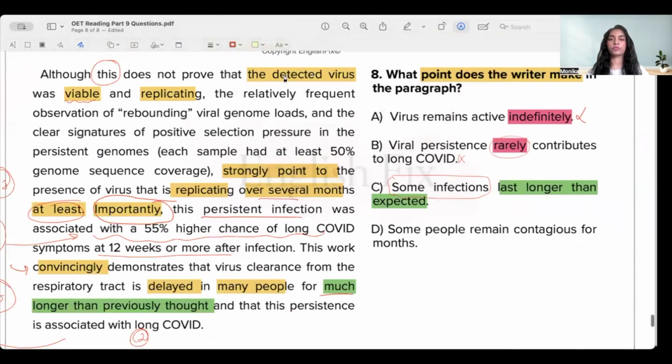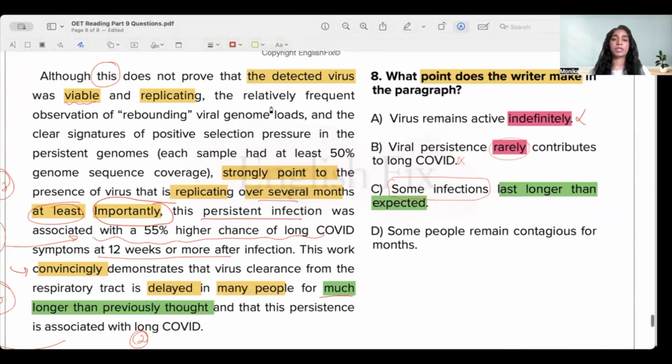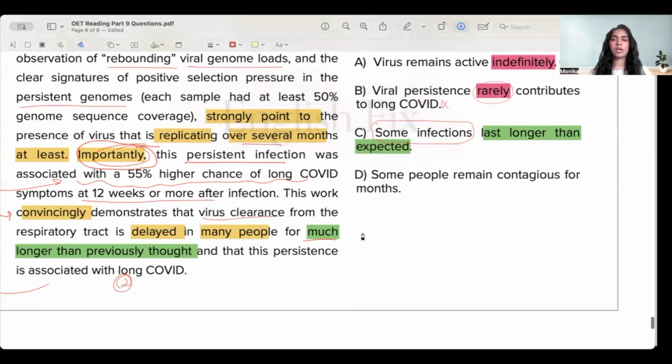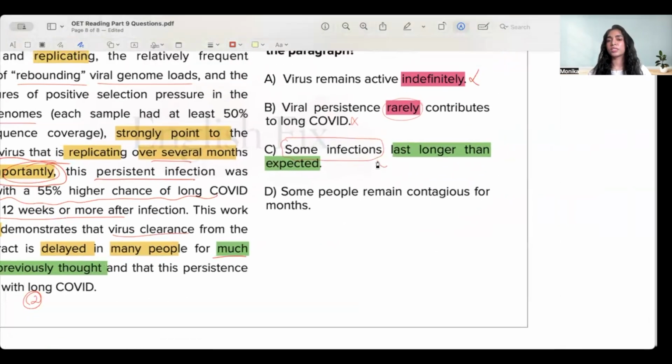So this does not prove the detected virus was viable, replicating, the relatively frequent observation of rebounding viral genome loads and the clear signatures of positive persistent genome sequence coverage, presence of virus replicating over several months. This work demonstrated that virus clearance from this is delayed. Many people, I think I could go with it. Maybe I could not go with it. I am not sure. I think I'm not happy with the some infections part. I think that's too much technical detail that I don't understand. But I know this part is correct.